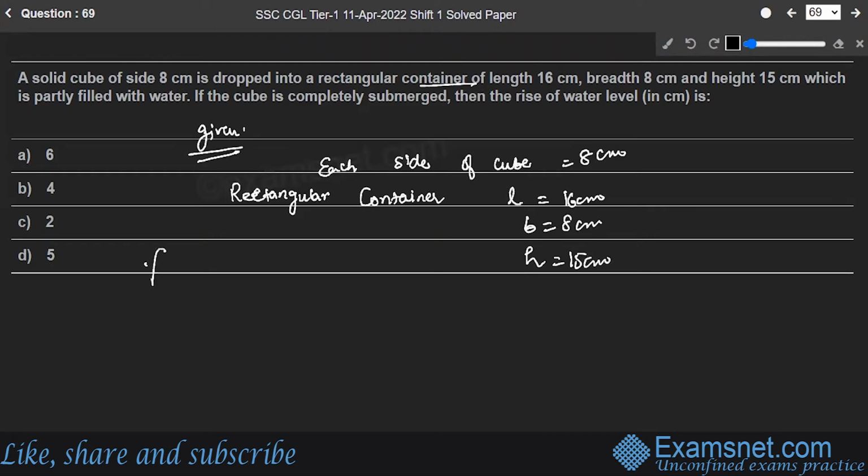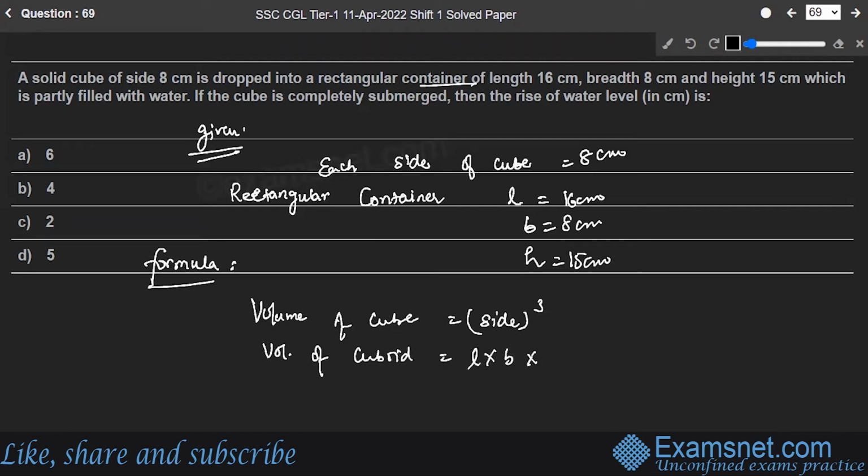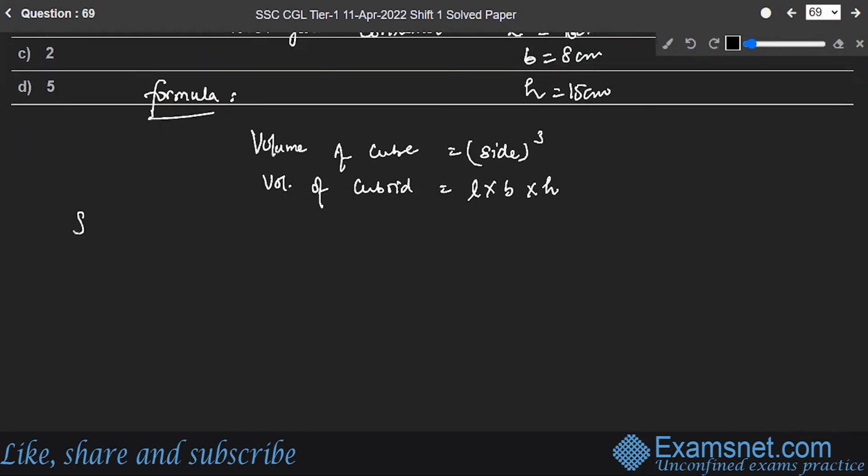Right? Formulas, which is the most important thing in this question: volume of cube is equal to side cube, or a cube. Also, volume of cuboid is equal to length into breadth into height. Let's go with the solution part of the question now.